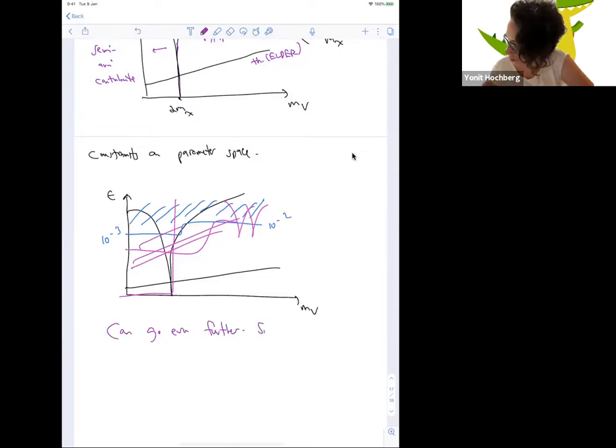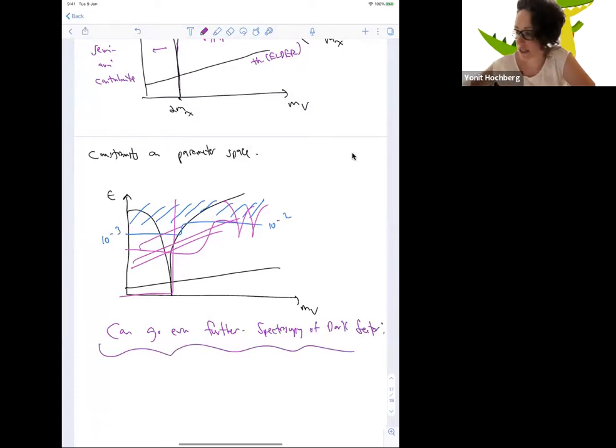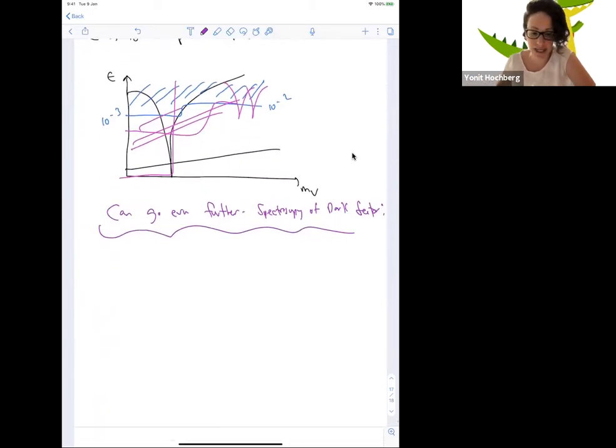We can hope to perform spectroscopy of our dark sector. So let me just explain what I mean by this, and this is going to be the last thing that we're going to be covering together.